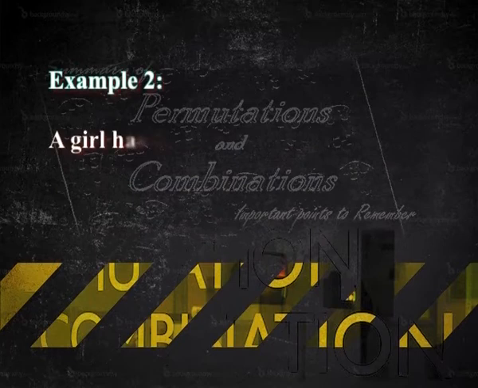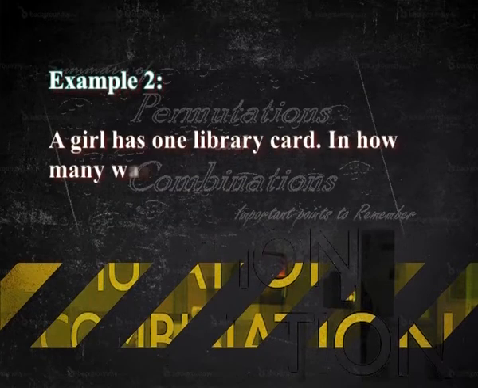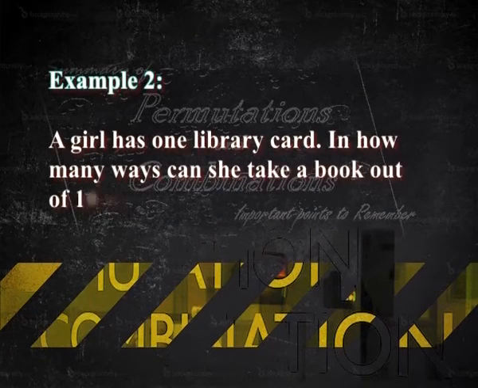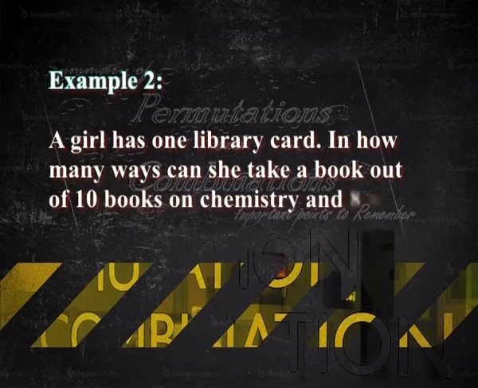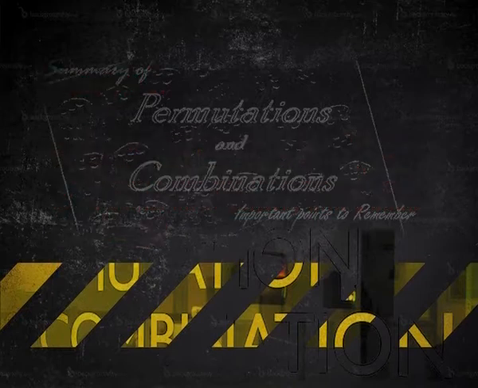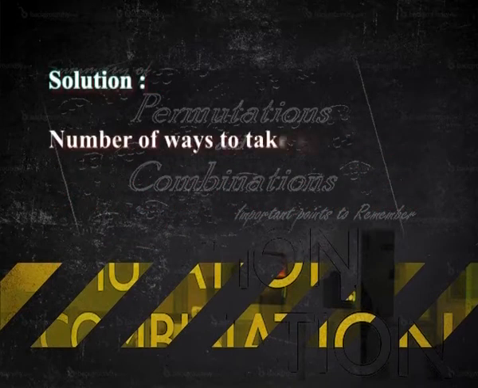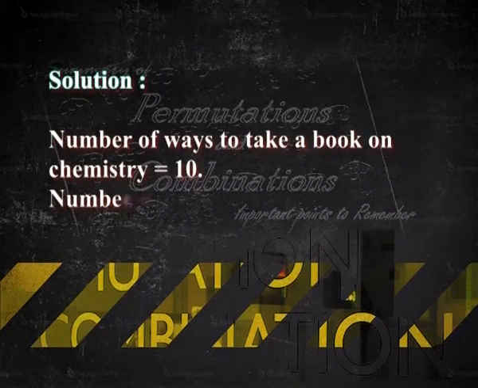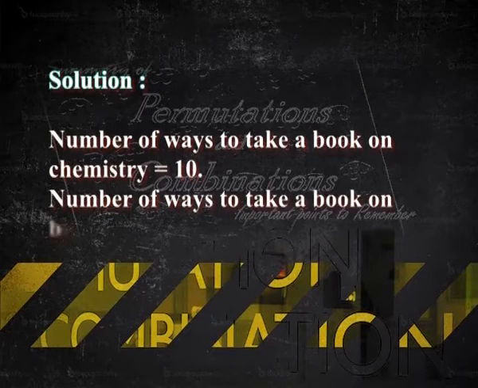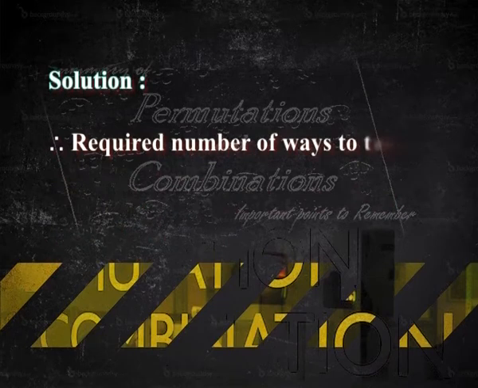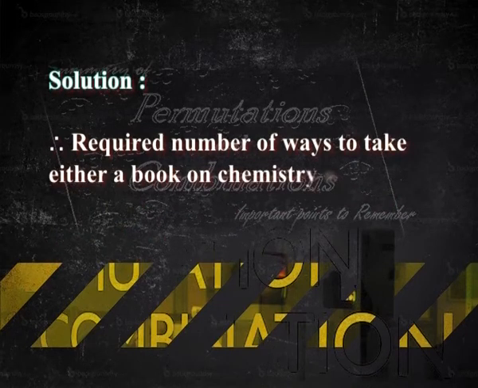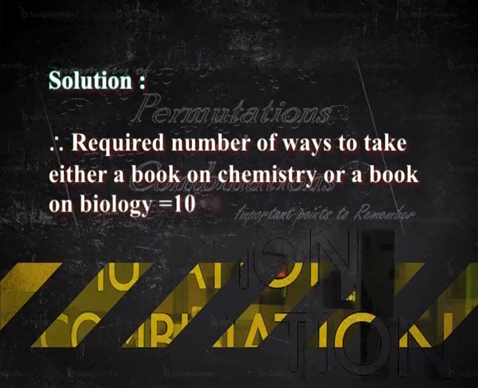Now let's see example number 2 here. A girl has 1 library card. In how many ways can she take a book out of 10 books on chemistry and 8 books on biology? The solution here is: the number of ways to take a book on chemistry is 10. The number of ways to take a book on biology is 8. Therefore, the required number of ways to take either a book on chemistry or a book on biology will be 10 plus 8. This is equal to 18, and this was a simple addition principle example.